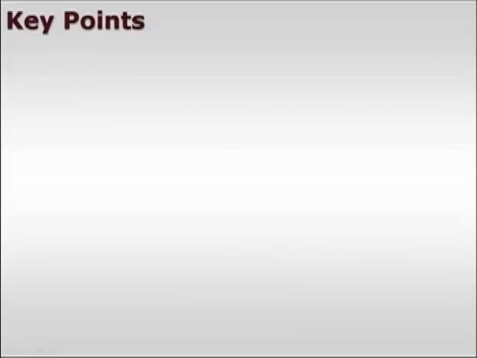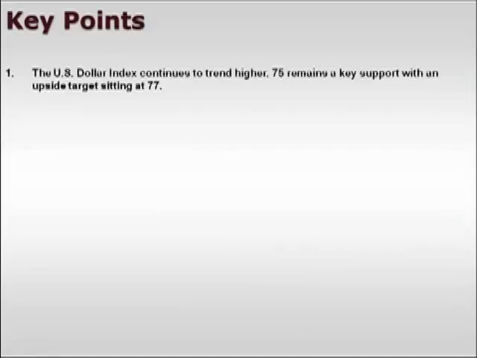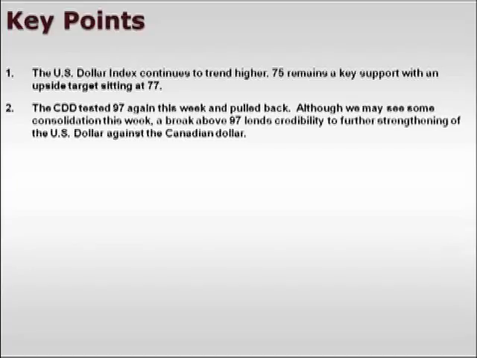Let's take a look at a few of our key points. First of all, the US dollar index continues to trend higher. 75 remains a key support with an upside target sitting at 77. The CDD tested 97 again this week and pulled back. Although we may see some consolidation in the weeks to come, a break above 97 lends credibility to further strengthening of the US dollar against the Canadian dollar.